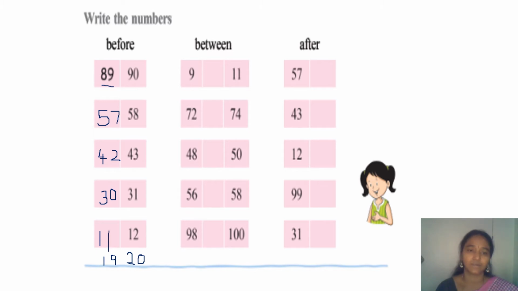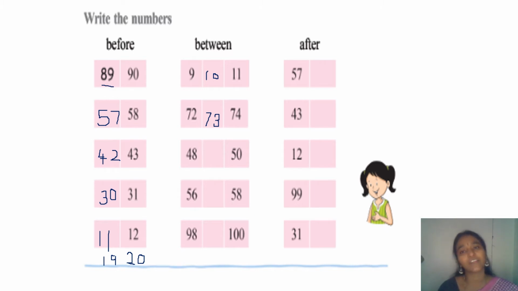Yes. Okay. Now the number between. What comes in between 9 and 11? 9, 10 and 11, right? So I am writing 10 over here. Next, 72, 73 and 74, right? So I will be writing 73 over here. I think you can do this 3. I am giving this for you to do as an assignment.